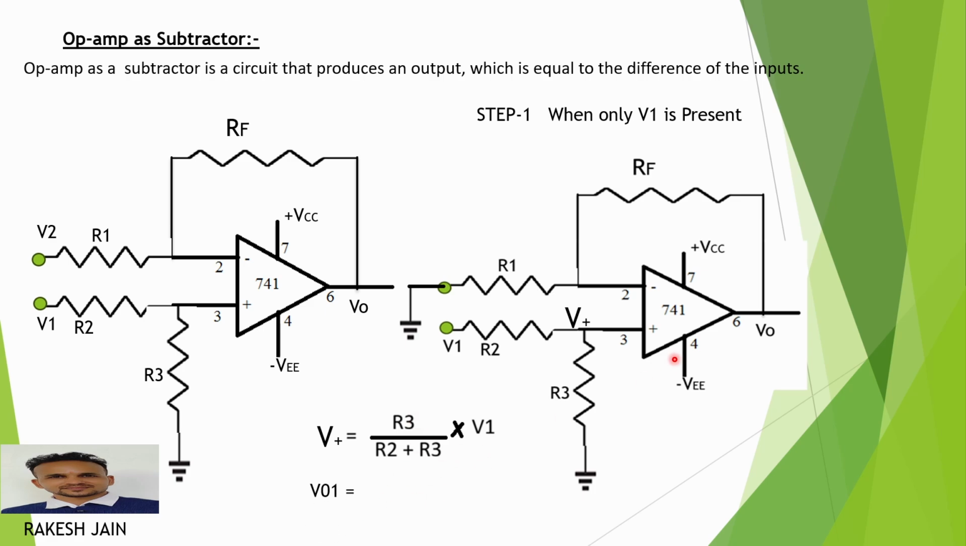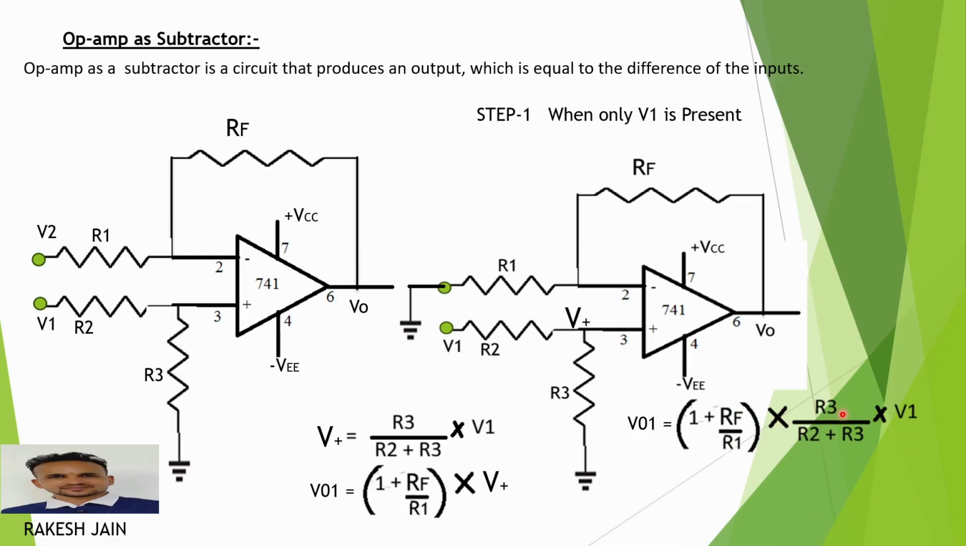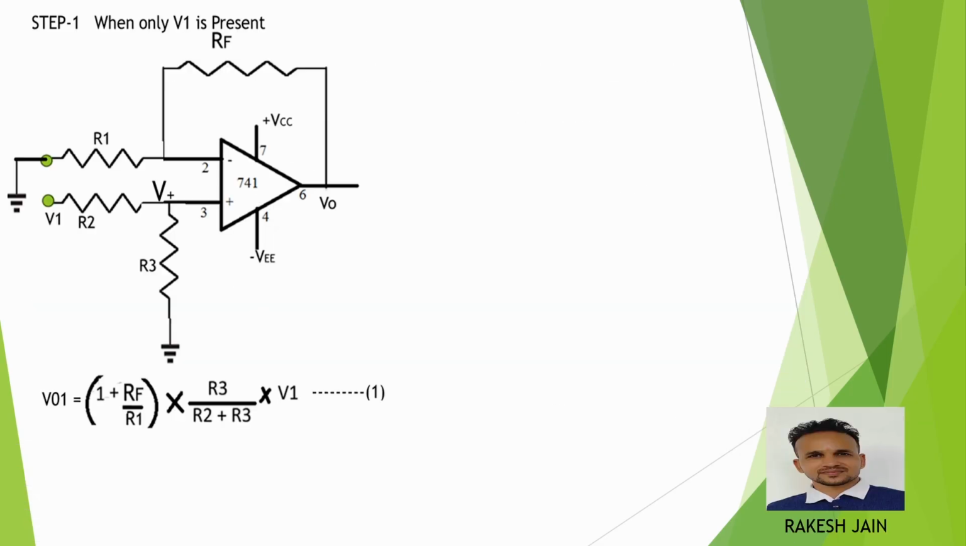So V node 1 is, what is the output voltage in the first step? That is equal to 1 plus Rf upon R1 multiplied by whatever the voltage present at the non-inverting input pin, that is V plus. Here I put this V plus value. So V node 1 is equal to 1 plus Rf by R1 multiplied by R3 divided by R2 plus R3 multiplied by V1. That is equation number 1. This one is step number 1.